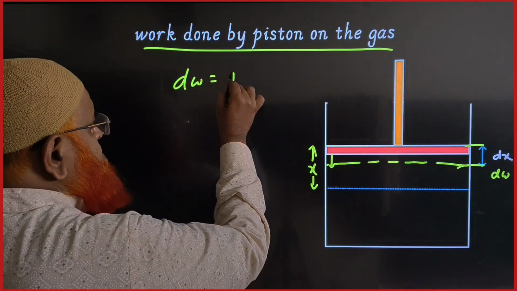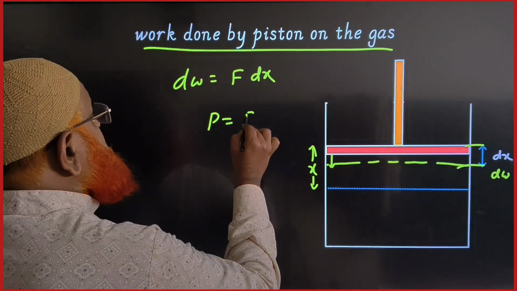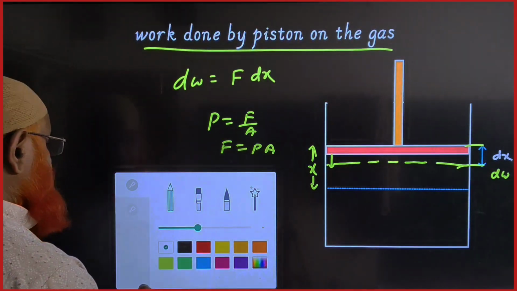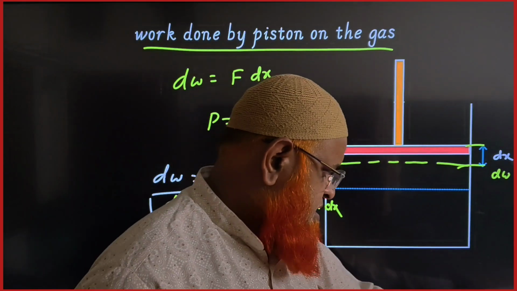So dw is nothing but force into dx. छोटा सा work, छोटा सा part. And you know pressure is nothing but force by area. Force is nothing but pressure into area. Therefore, we write dw is equal to pressure into area into dx. Work done by the piston.